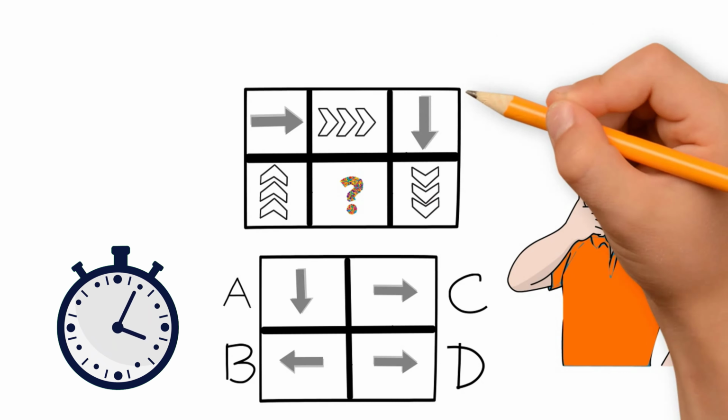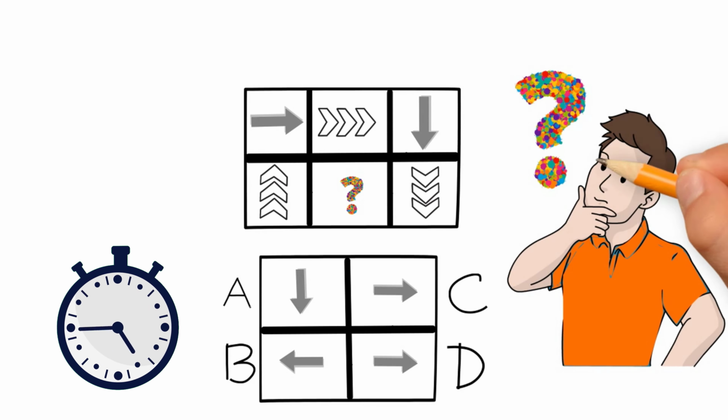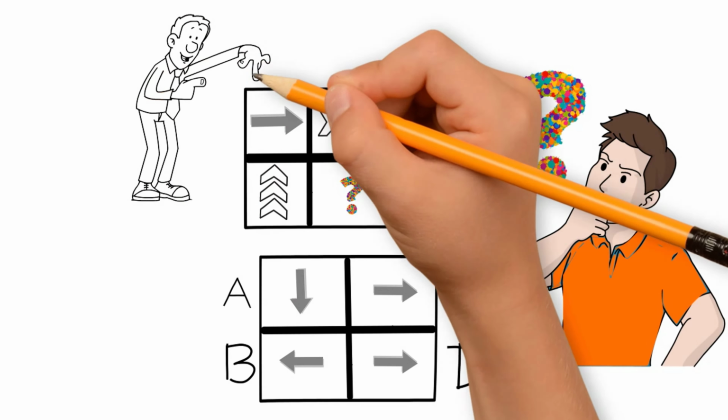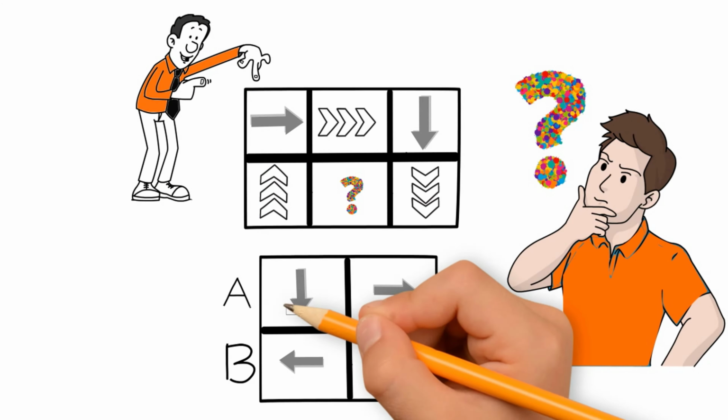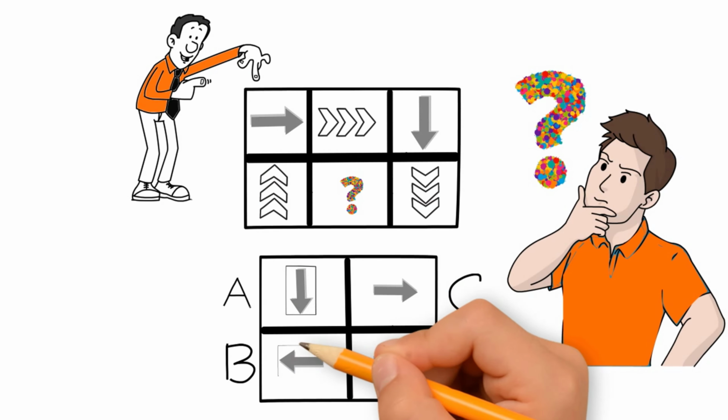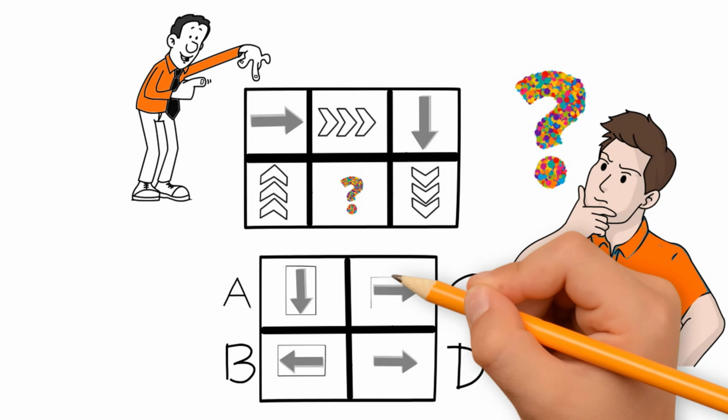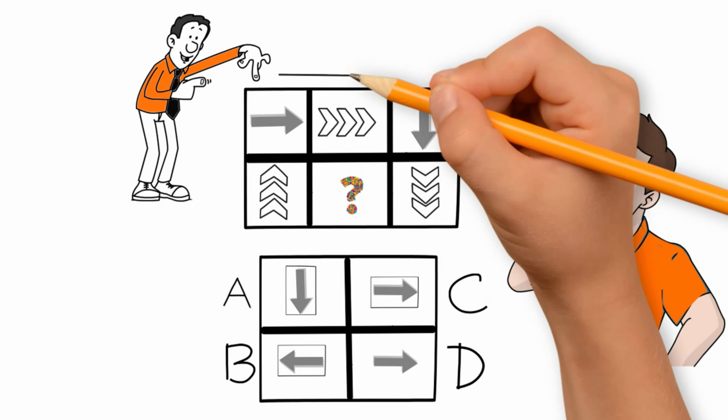Did you figure out the correct answer? Let's continue to see if we can get to the correct solution together. To solve these types of challenges, you always need to look for patterns. And there are 3 different patterns present in this sequence. Let's look at pattern 1.